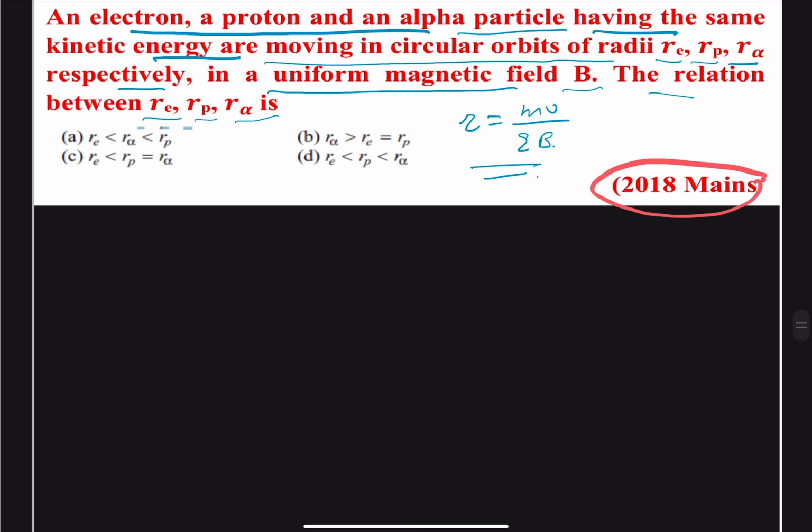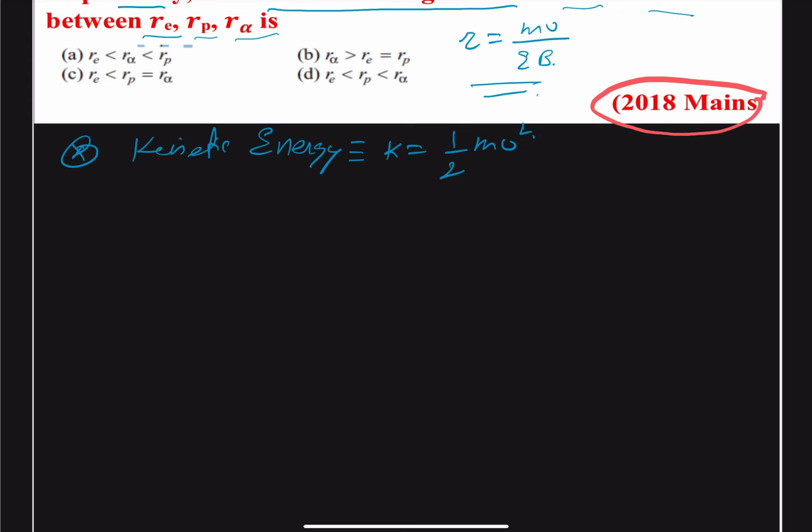So we can write that kinetic energy, that is our K, will be equal to half mv square. From here we can calculate our velocity. So velocity will be equal to 2K divided by m, and its square root.